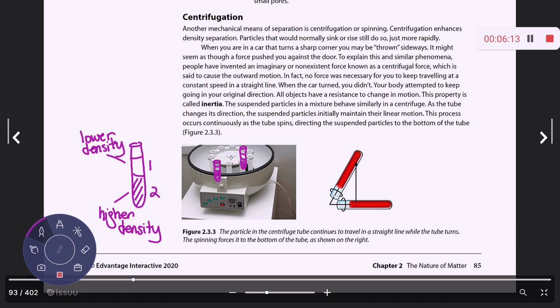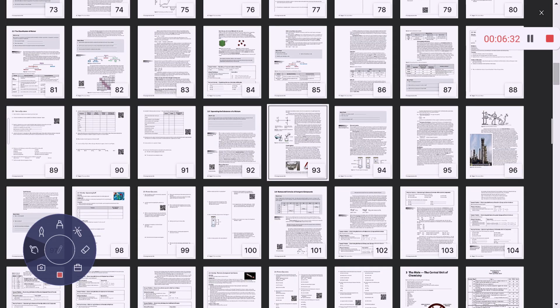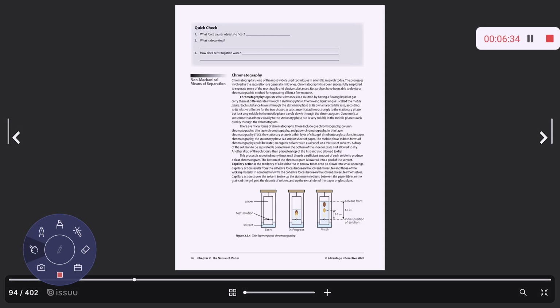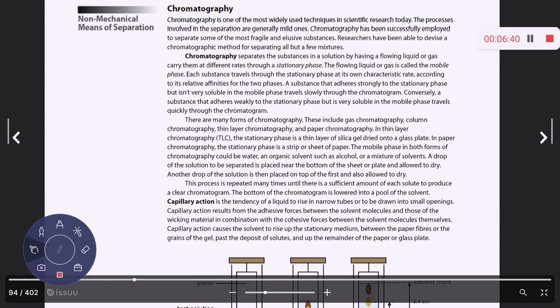Let's turn to the next page and let's talk about chromatography. This is what I'm going to mostly spend the next few minutes talking about. If you're going to go on and take AP Chemistry, you will likely have a question about chromatography on the AP exam, and you're expected to know how to set up a paper chromatography or analyze some sort of method that uses chromatography.